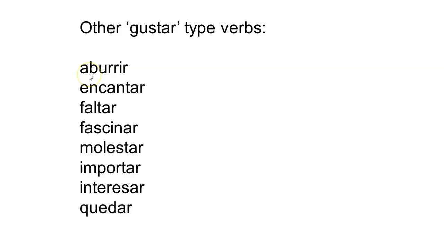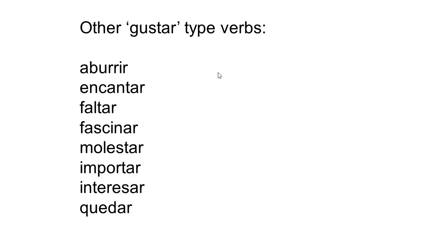For example, aburrir, to bore. You can bore someone, or something can be boring to someone. So aburrir would function just like gustar. You'll only have two forms. You'll have aburre or aburren. So I could say something like me aburren las clases. The classes bore me. Or the class bores me, me aburre la clase. Again, literally in Spanish, it would be the class is boring to me, me aburre la clase.